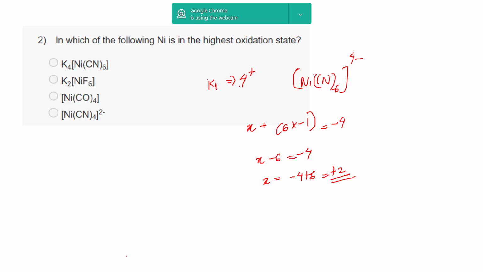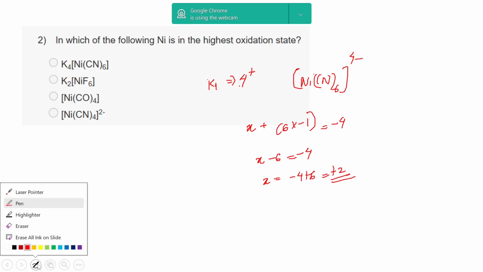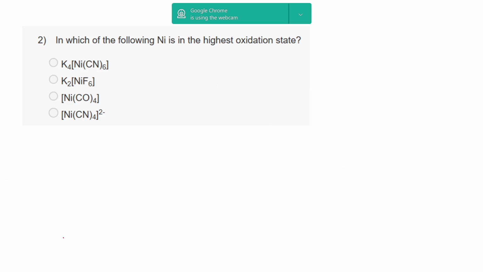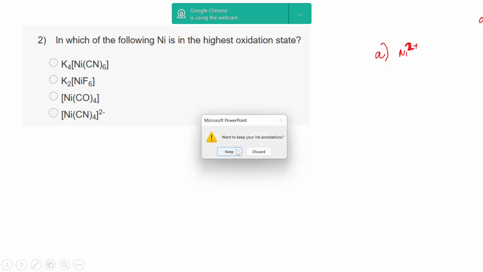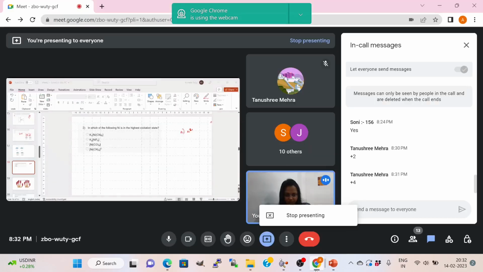Is it clear? I hope it is clear. Then we'll just write, option A, nickel is in plus 2. I'll wait for others to find out what is the oxidation state for option B. Let me see. Option B, okay.